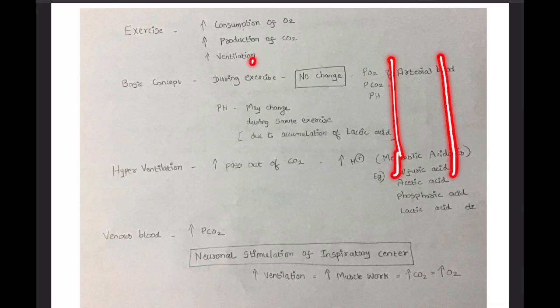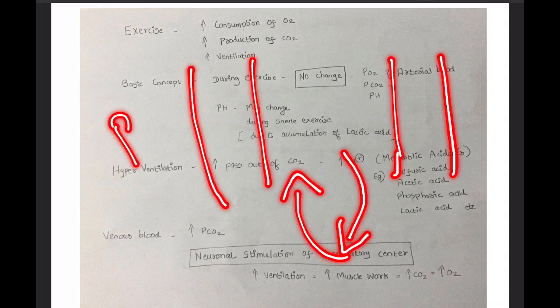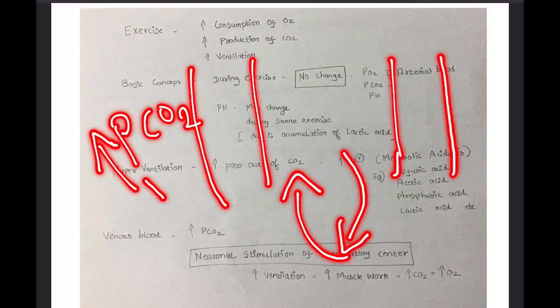So what happens in the venous blood? The oxygen is consumed inside the cells and there will be production of carbon dioxide, so there will be an increase in the partial pressure of carbon dioxide in the venous blood. If there is an increase in the partial pressure of carbon dioxide in the venous blood, automatically there is a decrease in the partial pressure of oxygen.